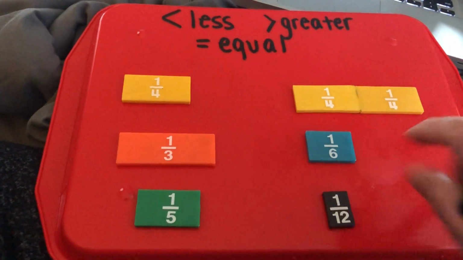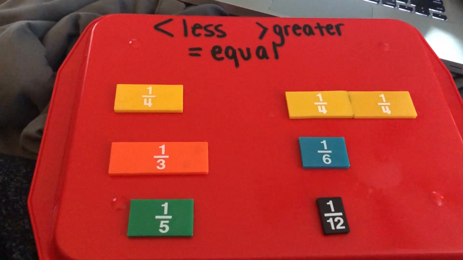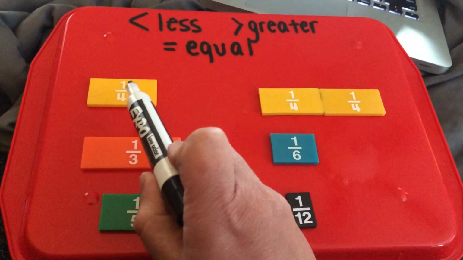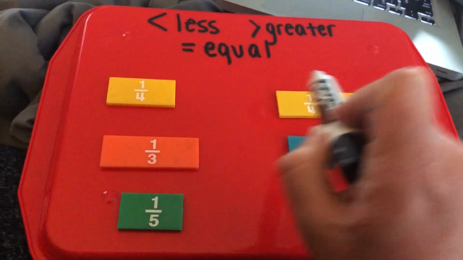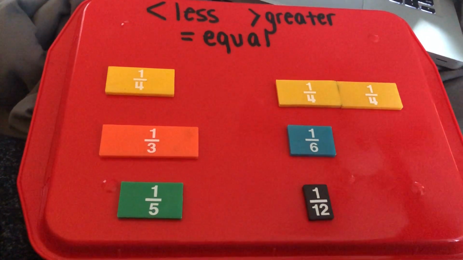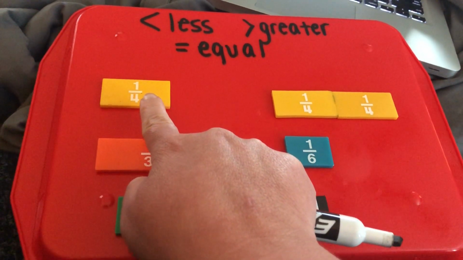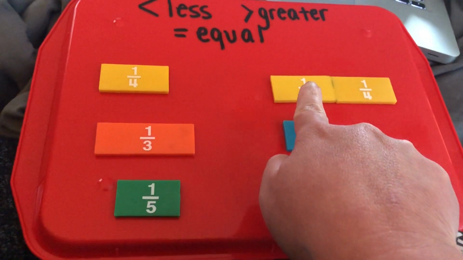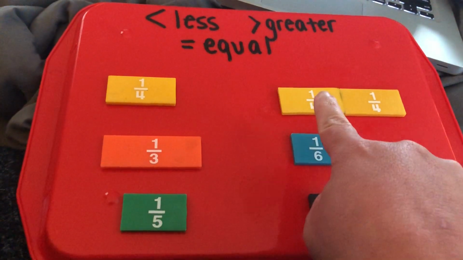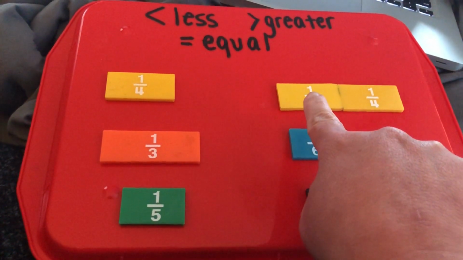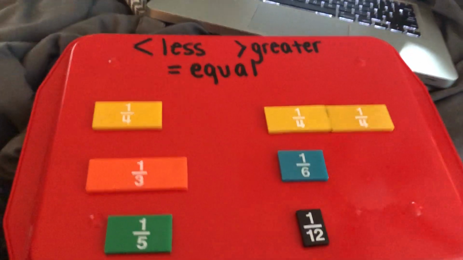That is less than. So I've got two fractions here. I have 1/4 and I've got 2/4. And I need to decide, is 1/4 less than, greater than, or equal to 2/4? So less than would mean that this fraction is smaller than this fraction. Greater than would mean this fraction is bigger than this fraction. And equal to would mean that they were the same.